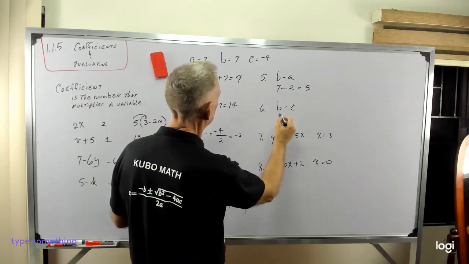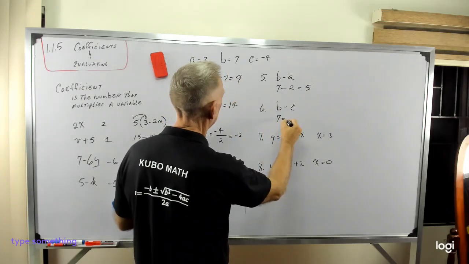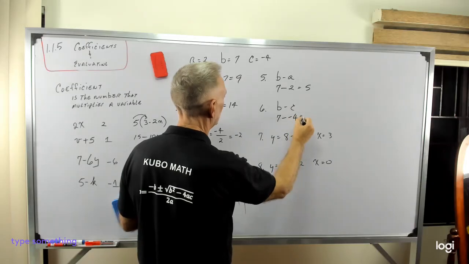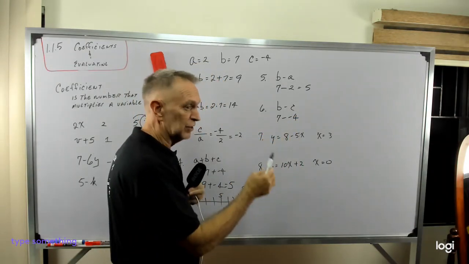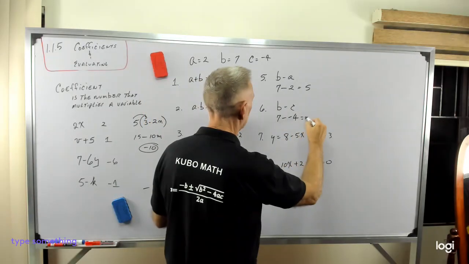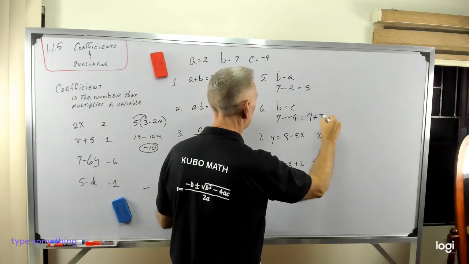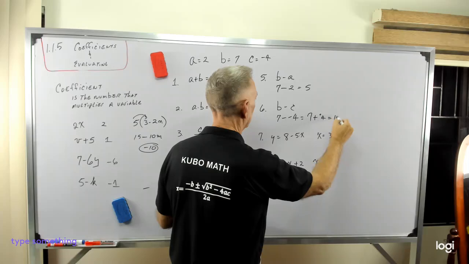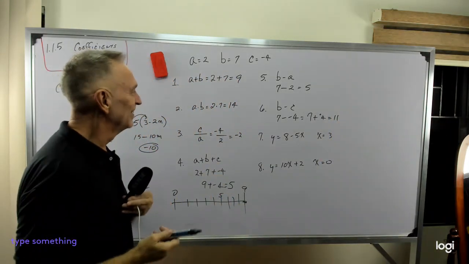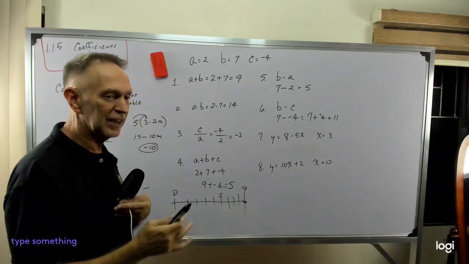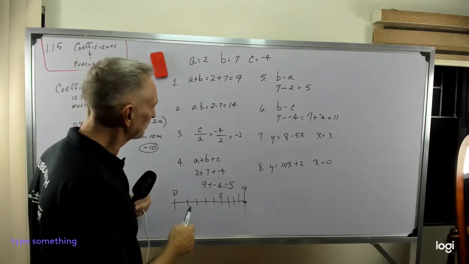b minus c. So now I have 7 minus a negative 4. Oh me, here comes the one that gets me. So minus a negative is plus a positive. So that's 7 plus a positive 4. That equals 11. That's not so obvious to me. So minus a negative is plus a positive.